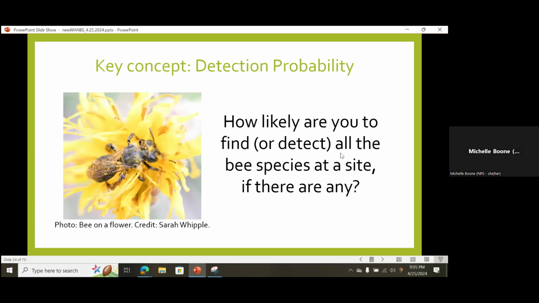So, if you're in your garden or you're out at a park or wherever, how likely are you to find all the bees at that site if indeed there are any bees? And of course, you're not going to find them all. We can't find them all. Sometimes they're just not going to be available for detection because they're either in their nest, they're underground, it's winter, so they're overwintering, or it's raining, so they're not out. Or maybe some other thing. Maybe it's a cold snap. There's all kinds of factors that can influence whether or not you're going to actually detect a species, even if it is present at your site.